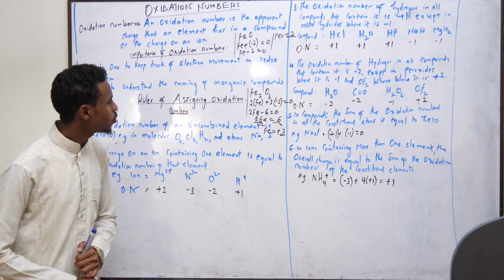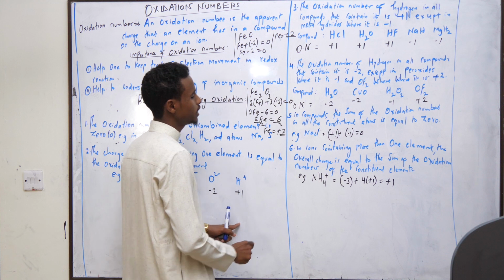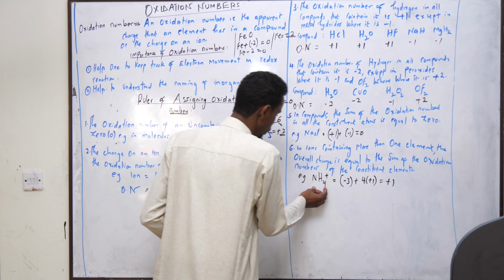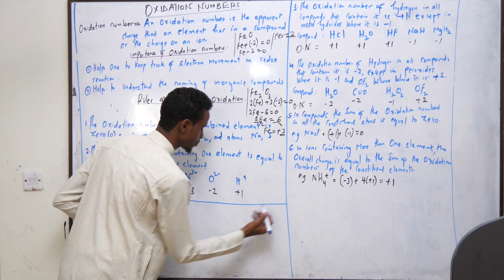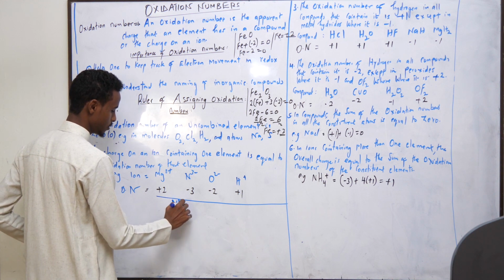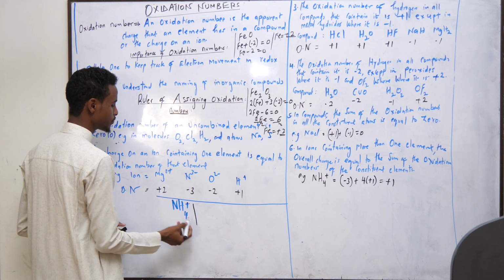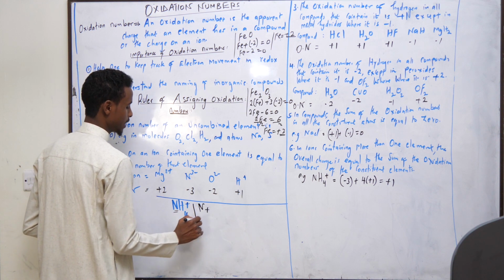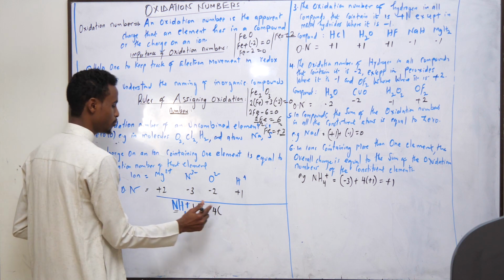Right. Now, let's come back and look at this. In ions containing more than one element, the overall charge is equal to the sum of the oxidation numbers, e.g., ammonium ion. Let's look at ammonium ion here. Look at ammonium. It's written like this. Right? Now let's check how that comes about. Let's find out the oxidation number of nitrogen. N plus 4 hydrogen. Each hydrogen has positive 1.